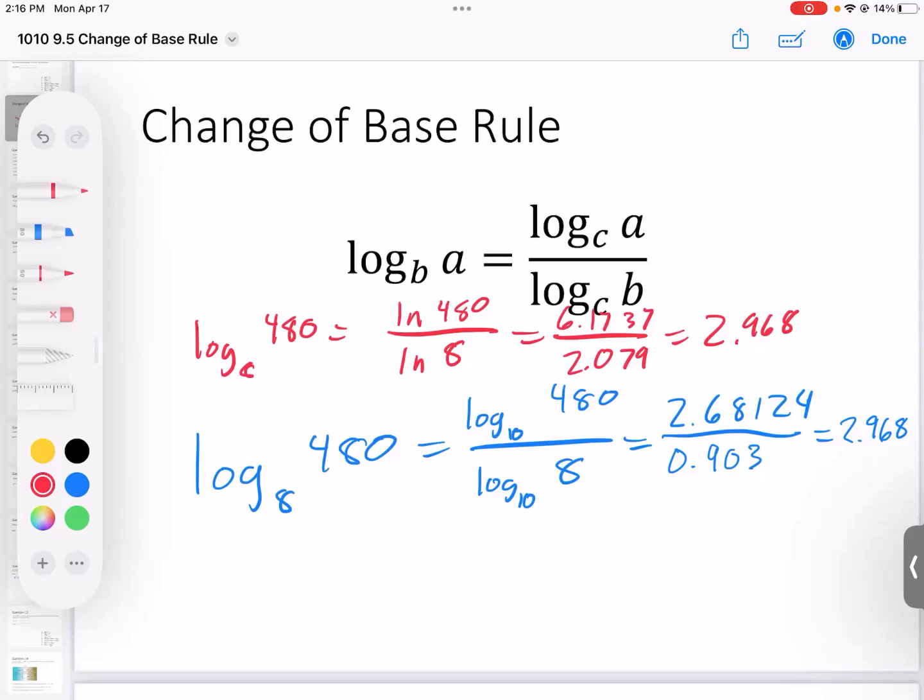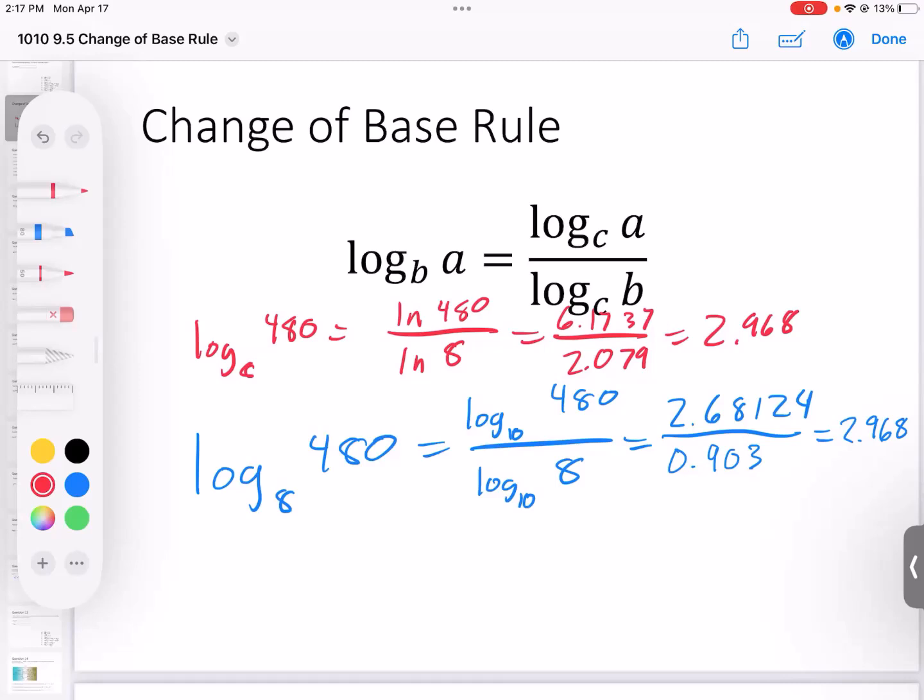And it makes sense that this exponent has to be bigger because e is like 2.7. And if you do 2.7 raised to an exponent, you're going to need a bigger exponent to get to 480 than if you do 10 raised to that exponent. So these numbers will be different than these two. But when you divide the two numbers, you find the ratio is the same in either case.